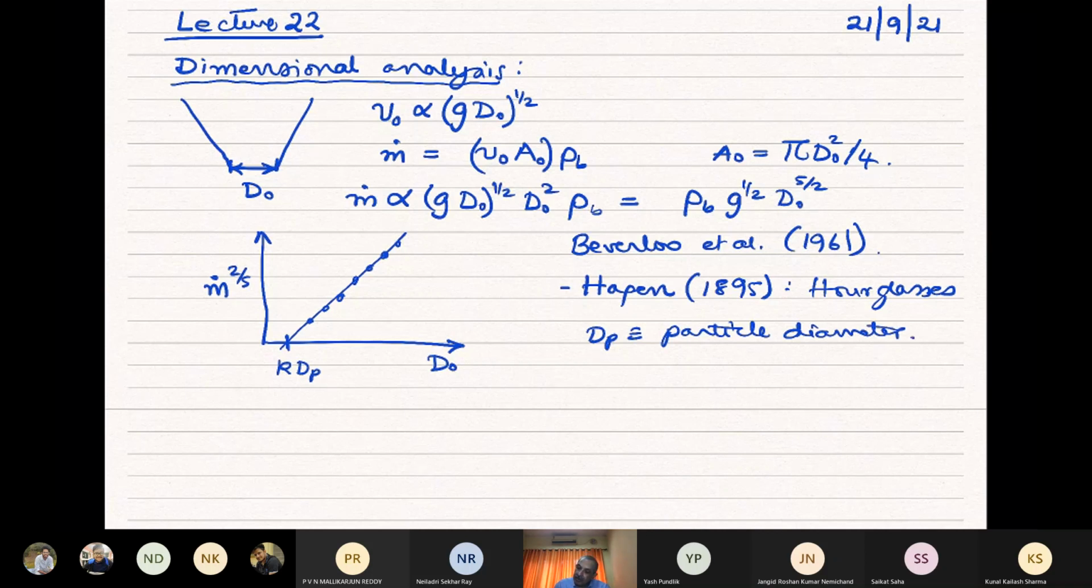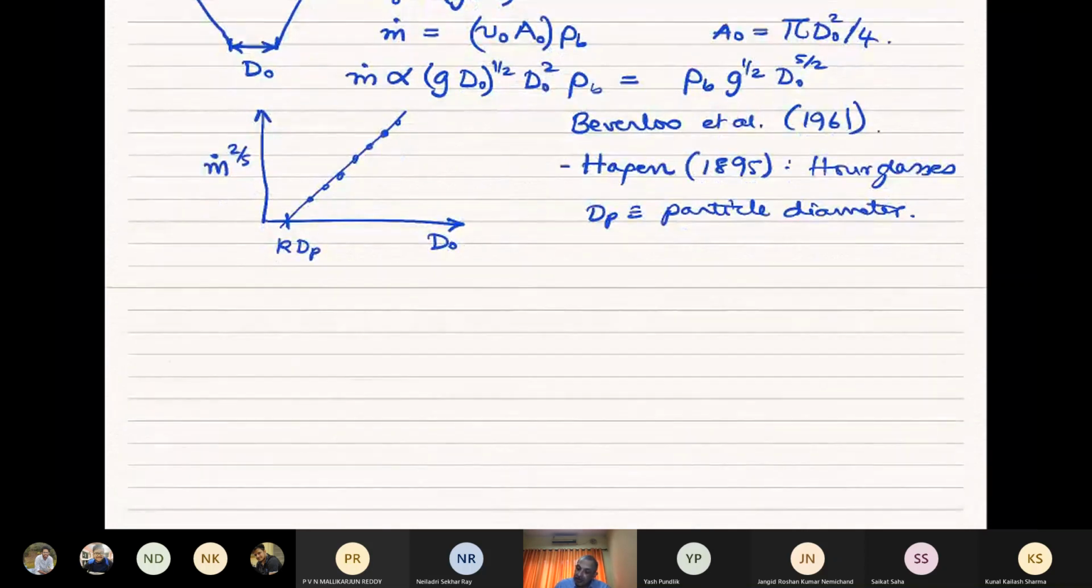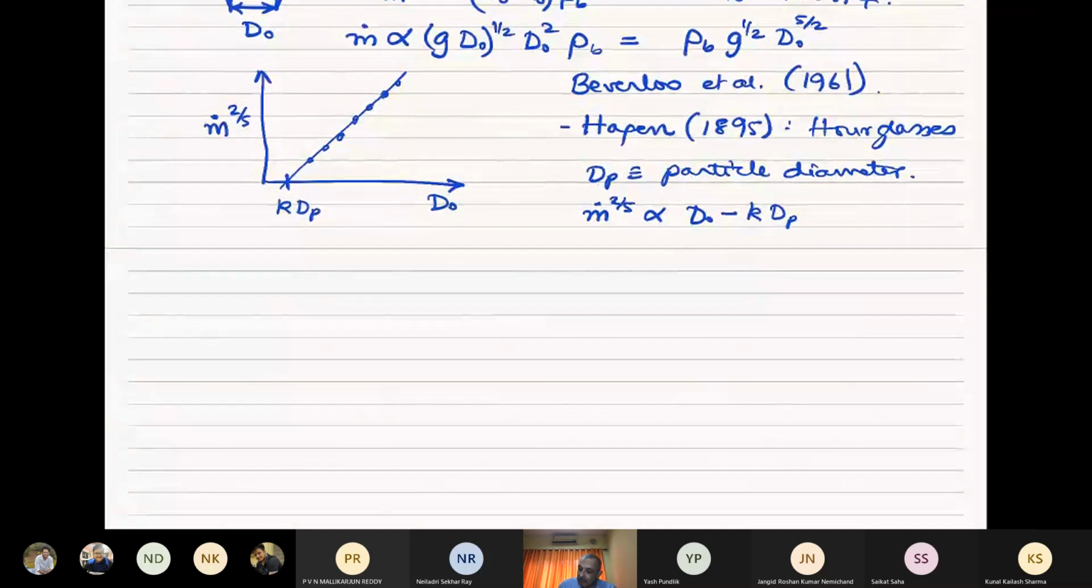So now if you look at this equation, you see that it's not proportional to d raised to the power of 5 by 2. But if you take this into account, what you actually find is that m dot raised to the power of 2 by 5 is proportional to d0 minus k dp. So this is what gave him the correlation.